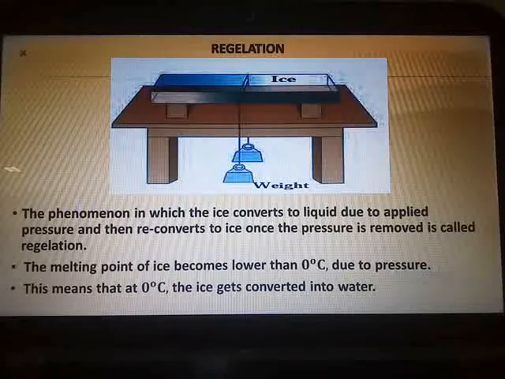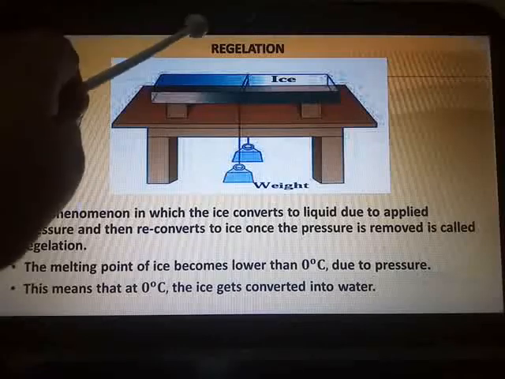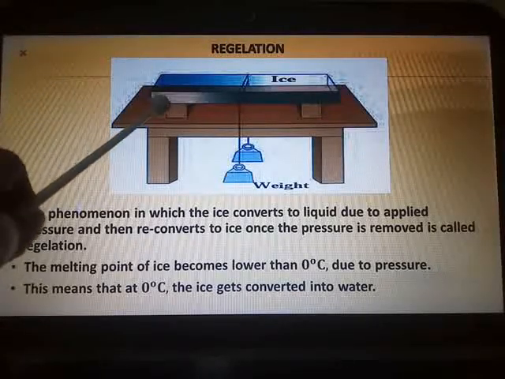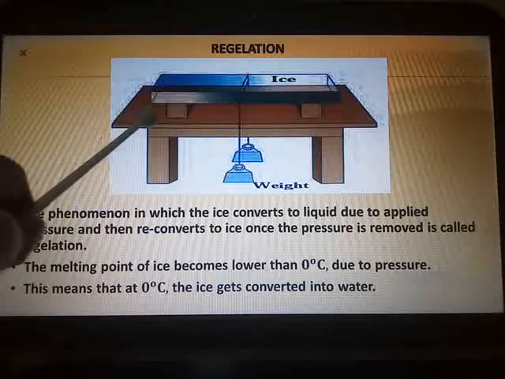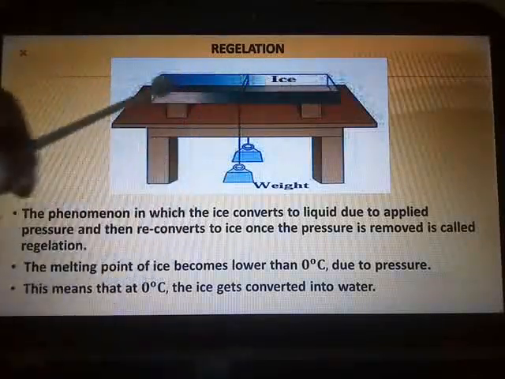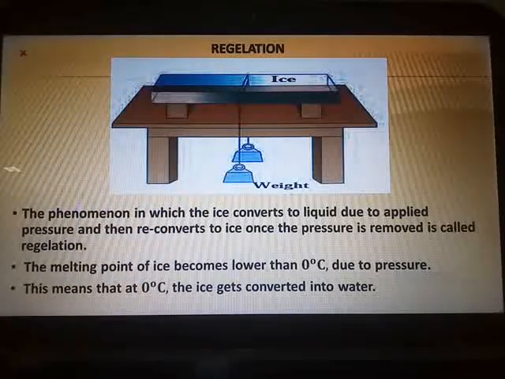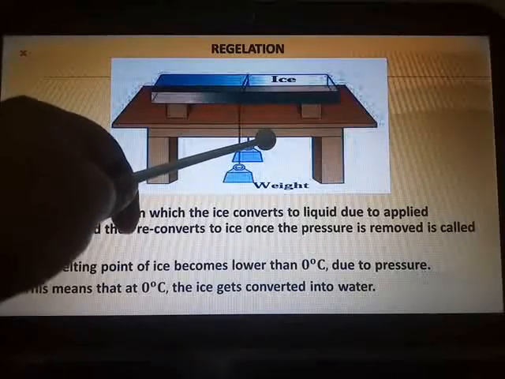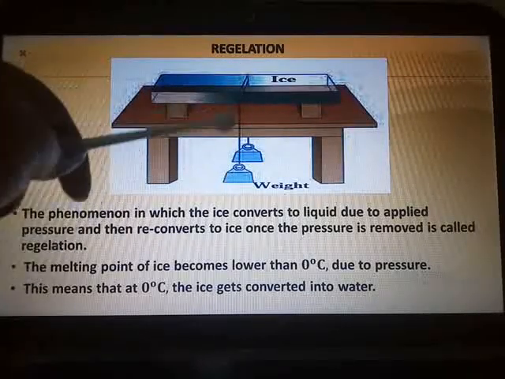Why does this happen? This phenomenon you are going to study through the term regelation. A small activity we will have to take here. A table is taken. You can see here a stand, and a slab of ice is placed on the stand. You have to hang two equal weights to the two ends of a metal wire. This is a metallic wire.